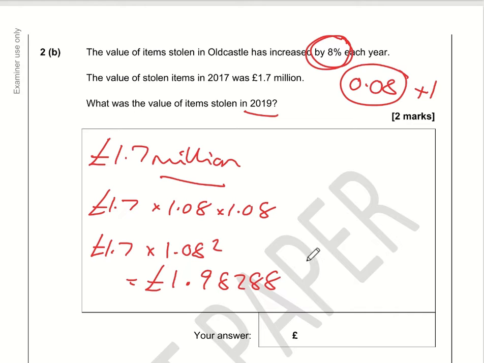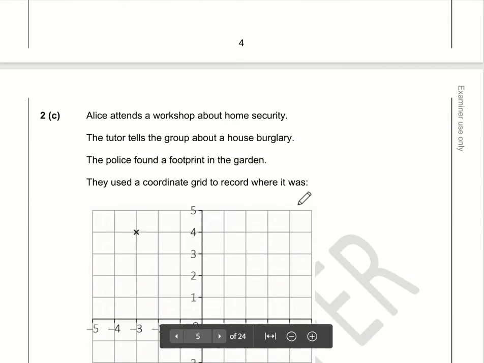And that comes to a total of 1.9828 million. It doesn't say how it wants it written, so you could always just multiply this by 1 million, which is 1 with 6 zeros. 1.9828 times 1,000,000 comes to 1,982,800, and feel free to put commas after every block of 3 going from right to left. So that is the answer to 2B.